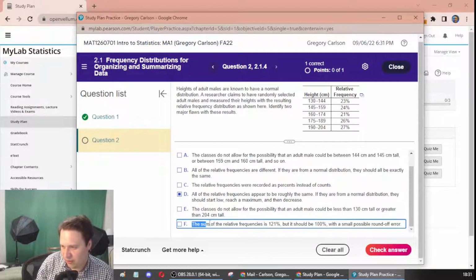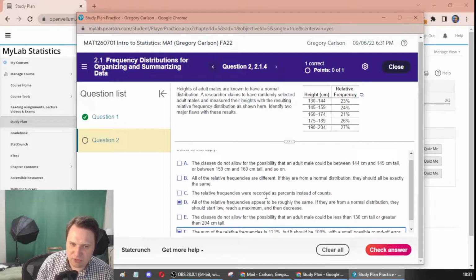This was the answer I was looking for. So I had to scroll to see the right answer. That was why I was getting confused. So the sum of all of the frequencies is 121%, but it should be 100%, maybe with a small round off error. So hopefully, I think those are the two answers.